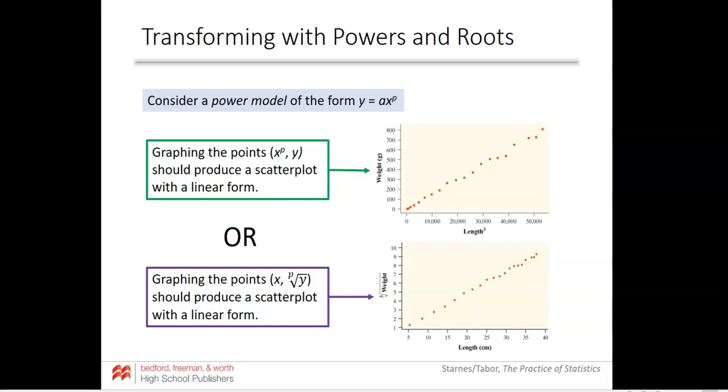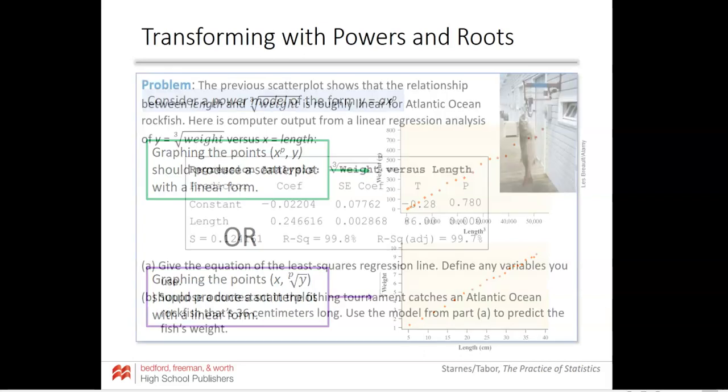We could have taken the cube root of weight. I think there are some other ways. We could have used logarithms, or another way as well. It's not like there's one right way to linearize data. You can sometimes do it many different ways.